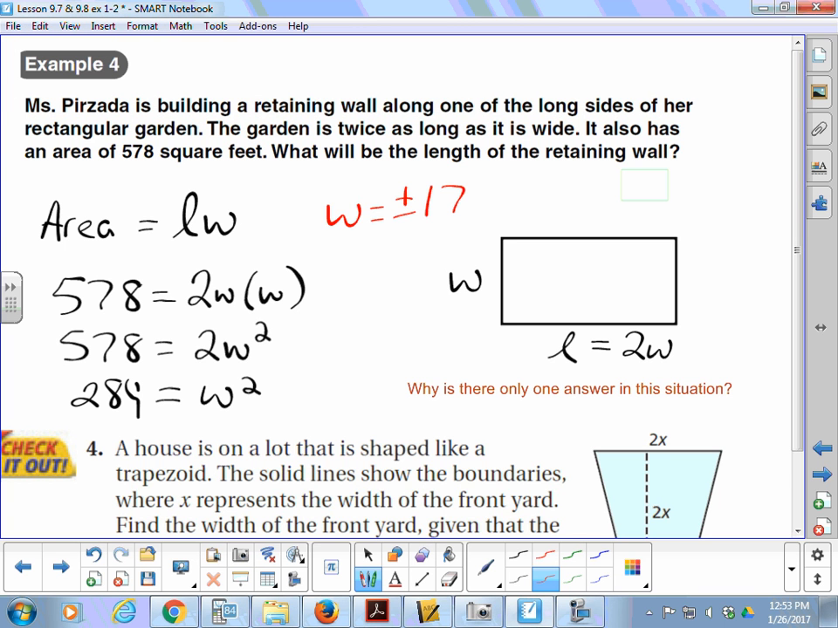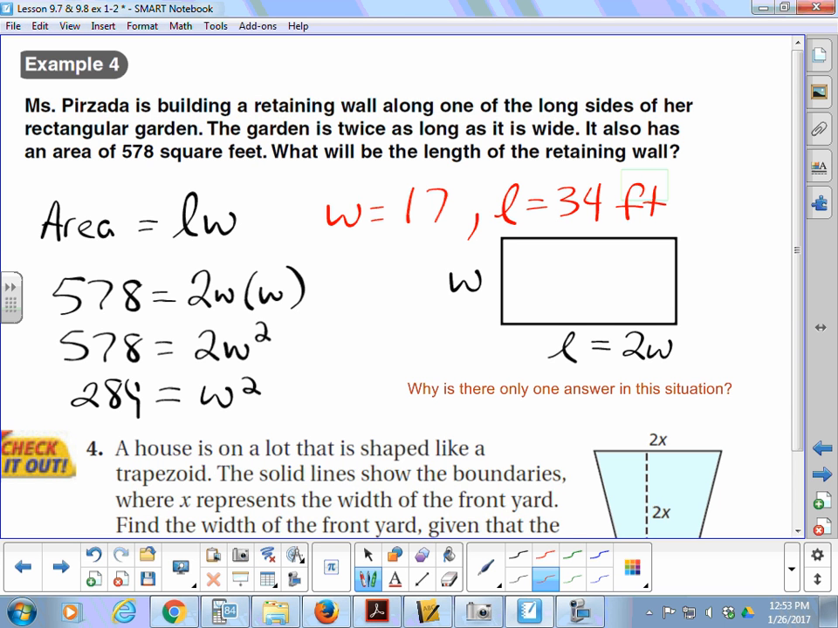And we're talking about the width of a wall or width of a rectangle. Can that be negative? No. Okay. So there's only one. So it can only be a positive 17 because the length has to be a positive number. Now we're trying to find the length of the wall. We know the width is 17, so the length is going to be 34 feet, 2 times 17.